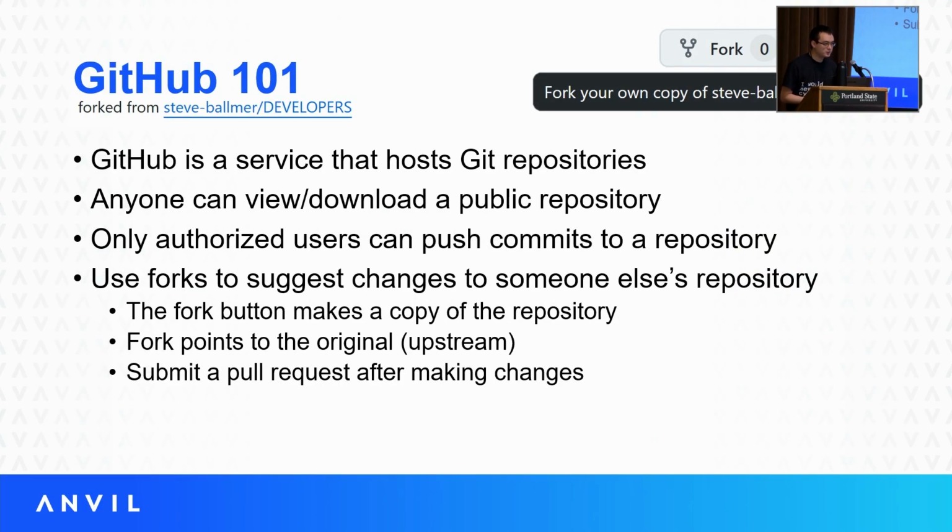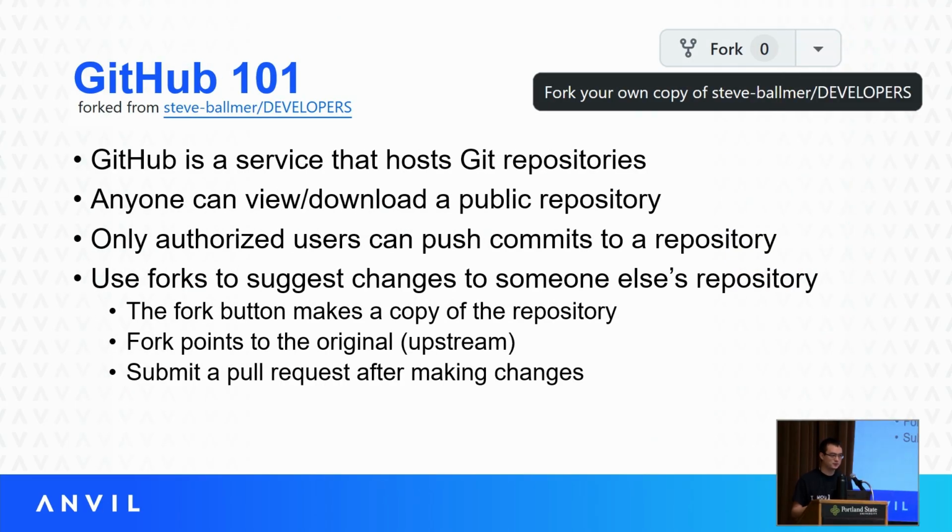GitHub is probably the most popular place to host Git repositories. Anyone can view or download a public repository, and only authorized users can push commits to a repository. That's you and anyone you authorize. So if you want to suggest changes to a repository you're not in, you click that fork button, which makes a copy in your account, and it has a link back to the original, as you can see in the top left, to the upstream, as we call it. You make your commits in your fork, you submit a pull request to say, hey, merge in my changes, and that's how it goes.